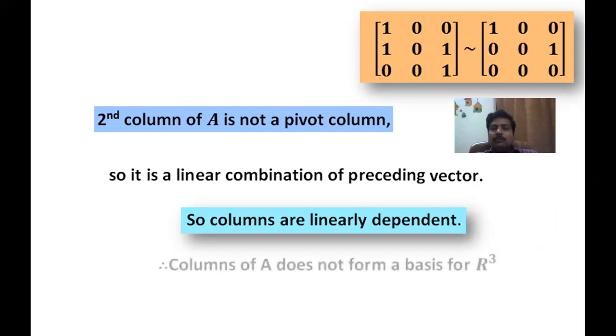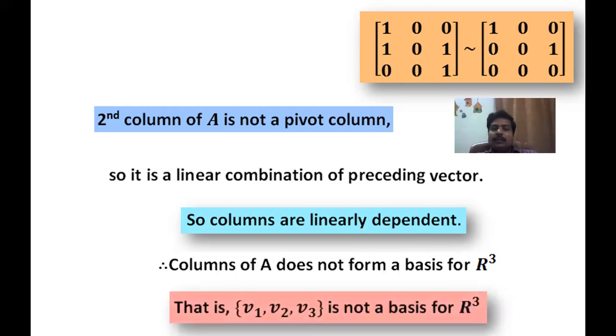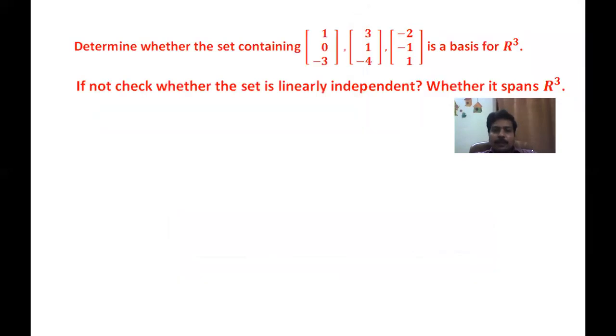So the given vectors cannot span R3 and are not linearly independent. So both the properties fail in this case. So the columns of A do not form a basis for R3, or the given vectors V1, V2, V3 are not a basis for R3. Let us look into one more example.